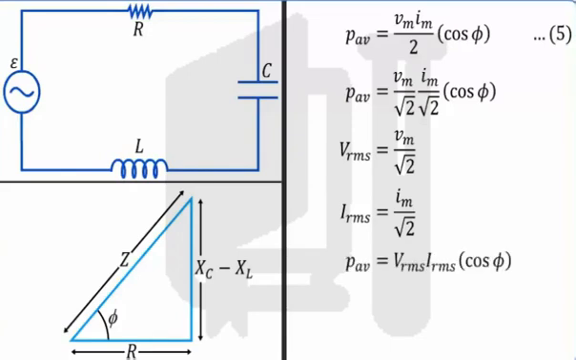Since Vrms is equal to IRMS into Z, we can write average power PAV is equal to IRMS square into Z cos phi. This shows that the power dissipation is dependent not only on the voltage and current in the circuit, but also on the cos of the phase angle phi between them. The term cos phi is called the power factor for the system.